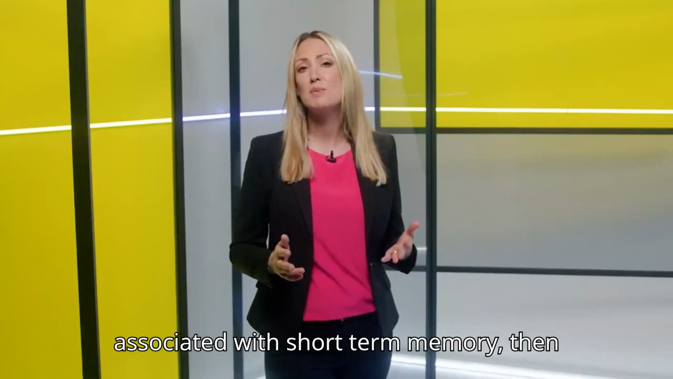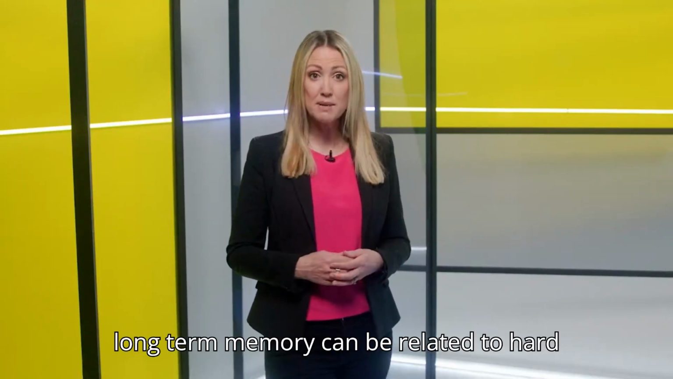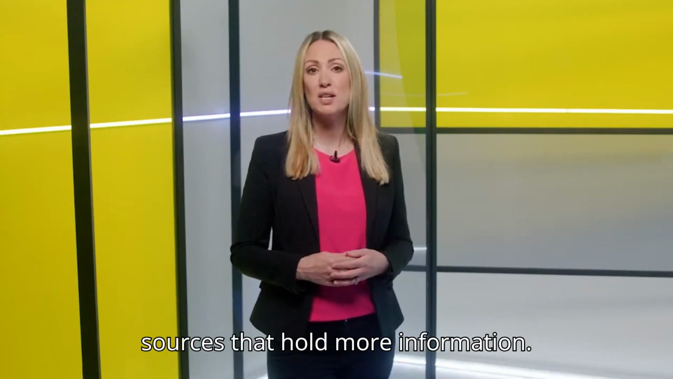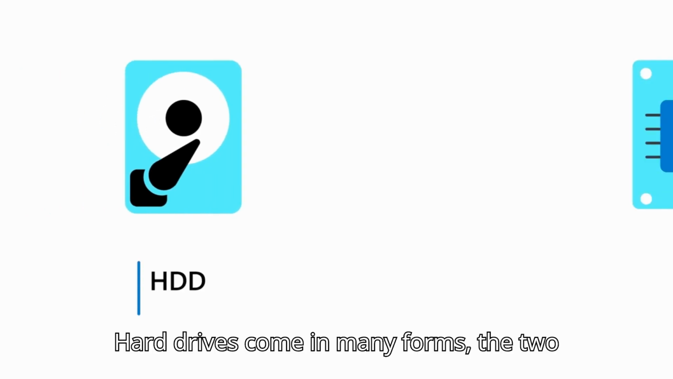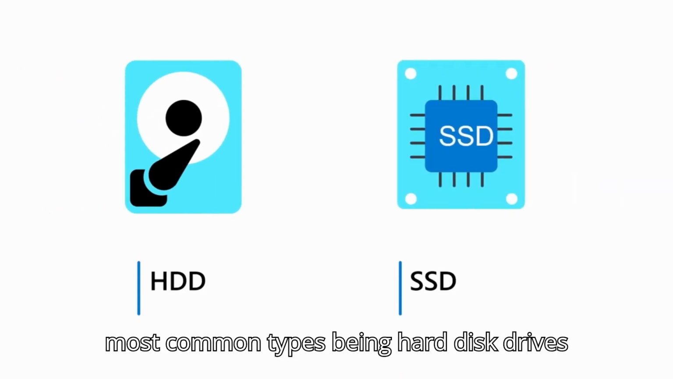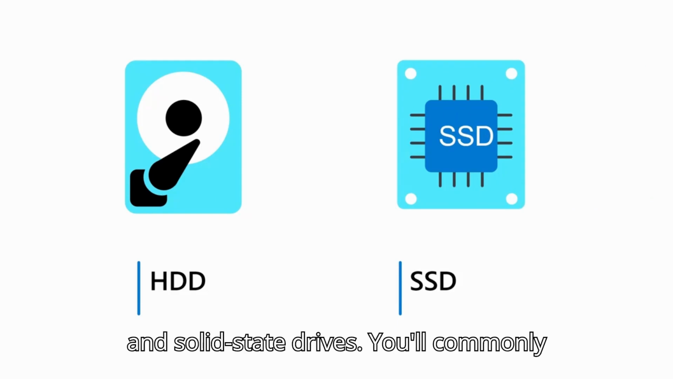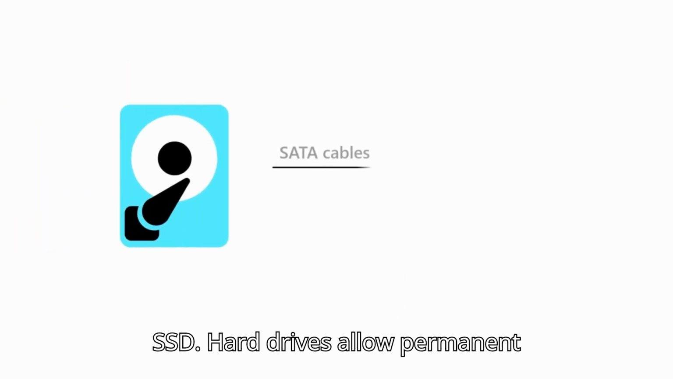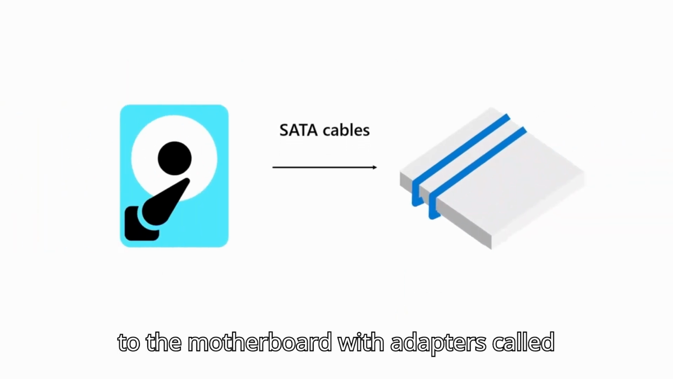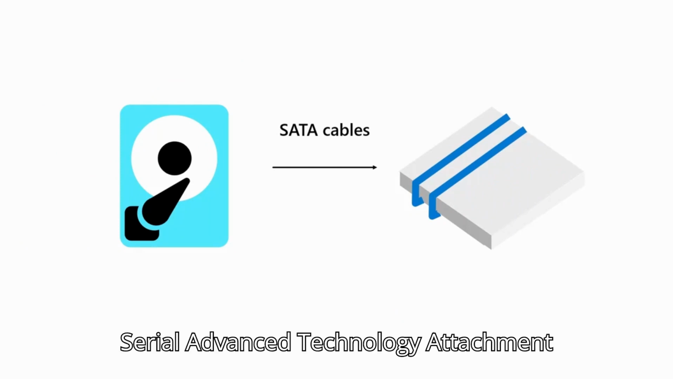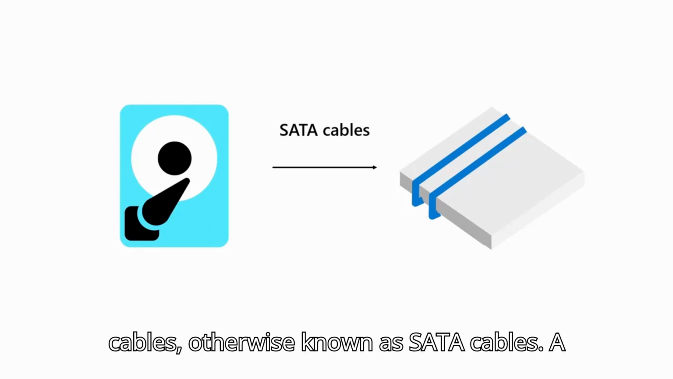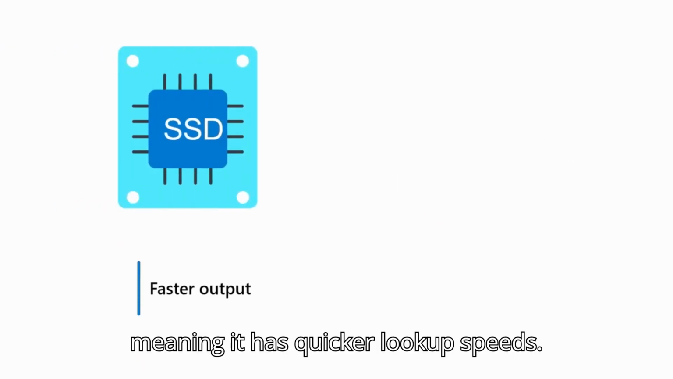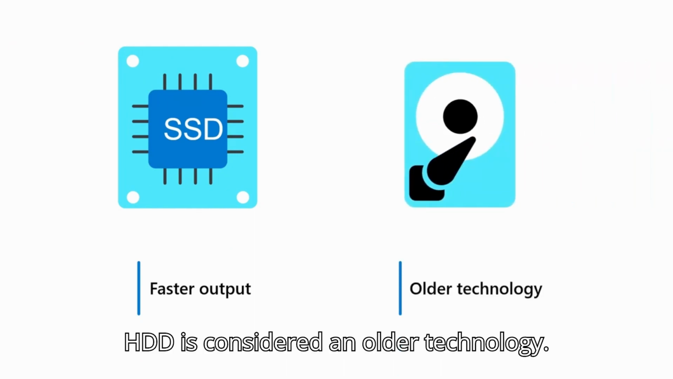If RAM is associated with short-term memory, then long-term memory can be related to hard drives. These are additional memory sources that hold more information. Hard drives come in many forms, the 2 most common types being hard disk drives and solid-state drives. You'll commonly find these names shortened to HDD and SSD. Hard drives allow permanent storing of information and are attached to the motherboard with adapters called Serial Advanced Technology Attachment Cables, otherwise known as SATA cables. A flash drive is an example of an SSD, meaning it has quicker lookup speeds. HDD is considered an older technology.